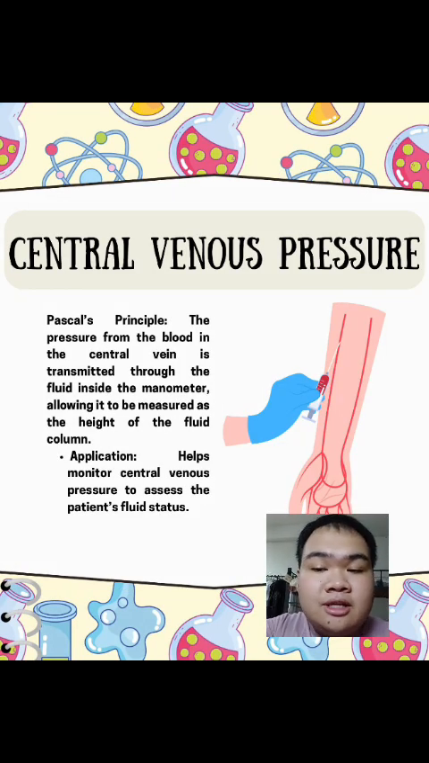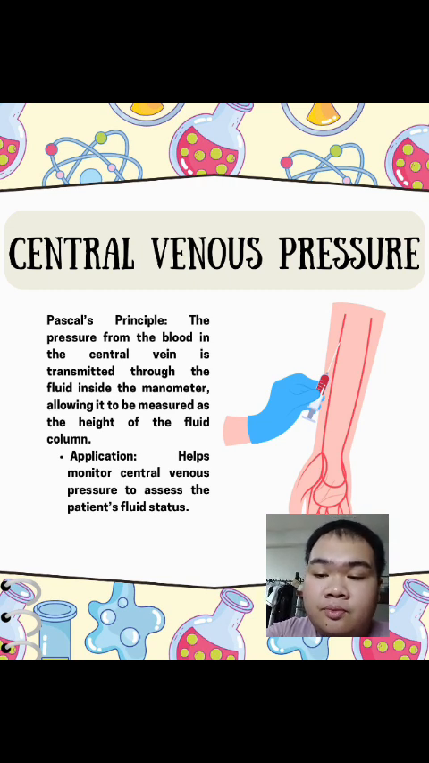Central venous pressure. Pascal's principle: the pressure from the blood in the central vein is transmitted through the fluid inside the manometer, allowing it to be measured as the height of the fluid column. The application helps monitor central venous pressure to assess the patient's fluid status.